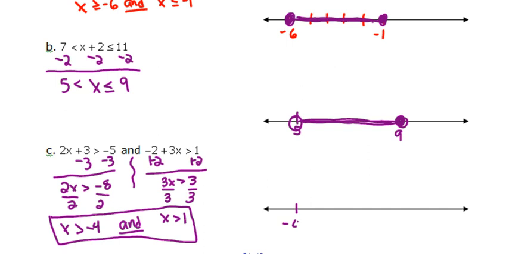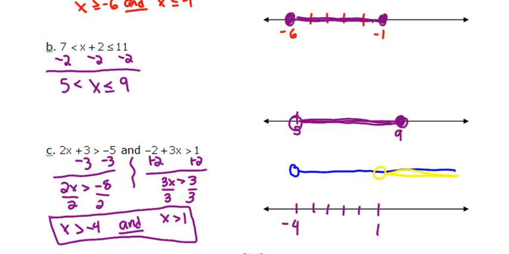So -4 is the smaller number. 1 is the larger number. So when I'm graphing this, x is greater than -4, I would have an open circle at -4, and I'd be going to the right. Now I also have x is greater than 1. So I would have an open circle at 1, and I would also be going to the right.